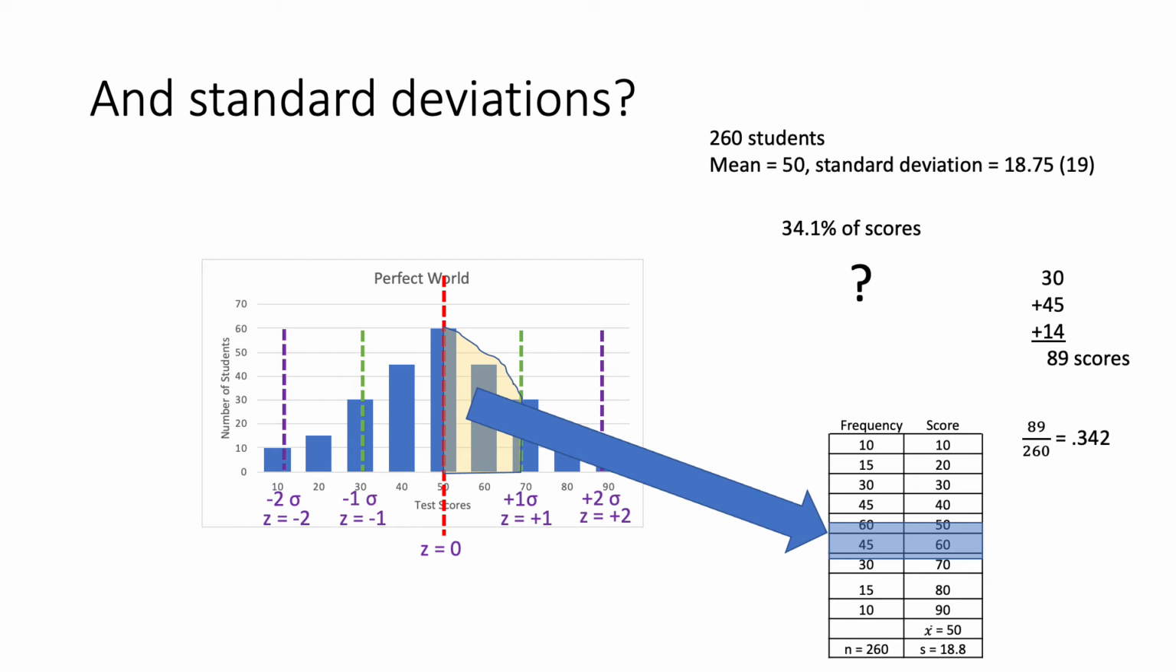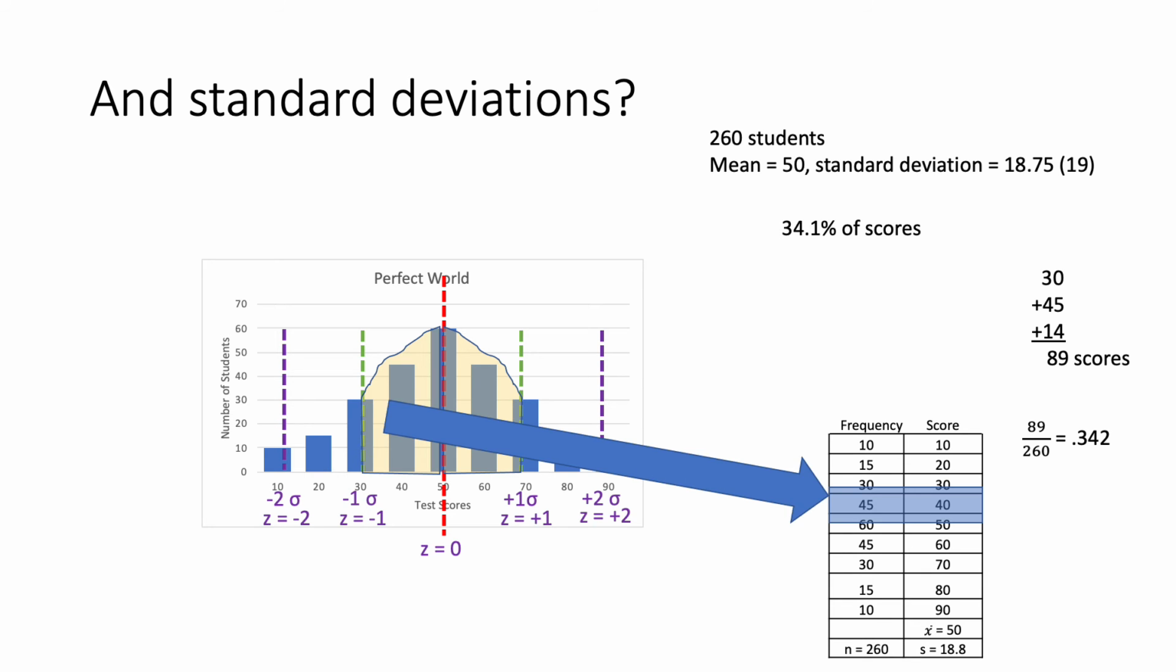What percent is that? Well, it turns out that it's 0.342, so it's 34.2%. So we came pretty close, just guesstimating. And it works the same way on the other side. We would take this group of scores that are lower than the mean, and once again, about 34% of them are in that first standard deviation.